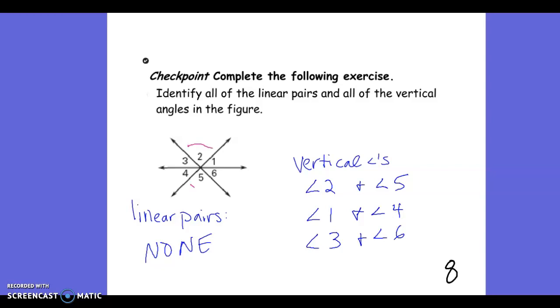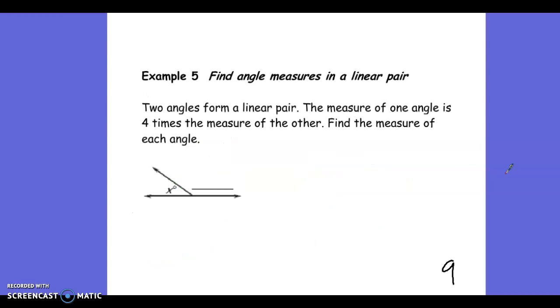We've got 2 and 5. We've got 1 and 4. And we've got 3 and 6. All right. So here, this is a little bit more difficult.